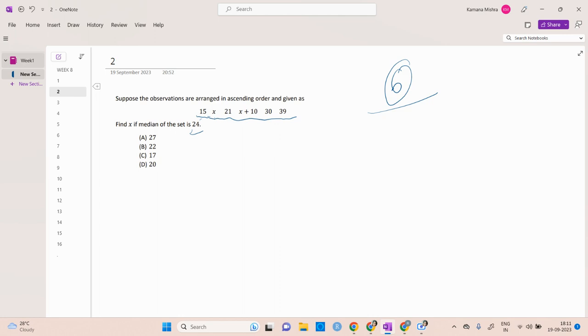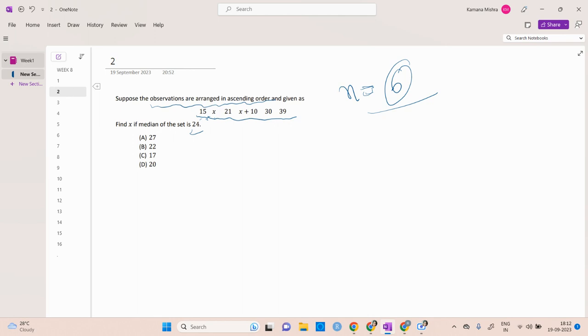So we have 6 terms, and the median given here is 2. So n is equal to 6. So we will take 2 middle terms, and it is given that the observations are arranged in ascending order. So the observations are already arranged in increasing order. So x must be greater than 15 and x plus 10 must be greater than 21.